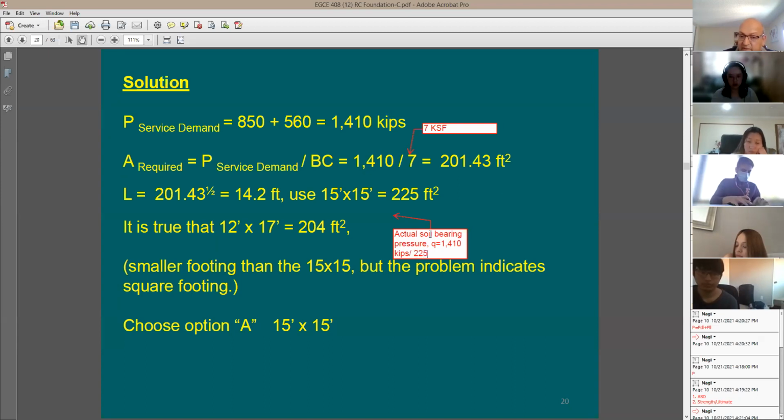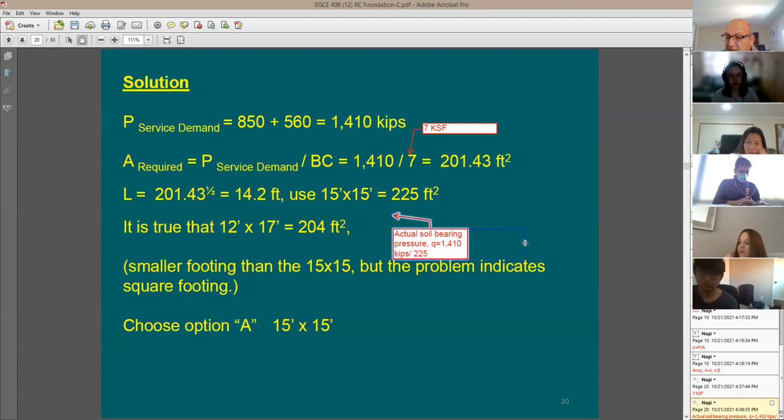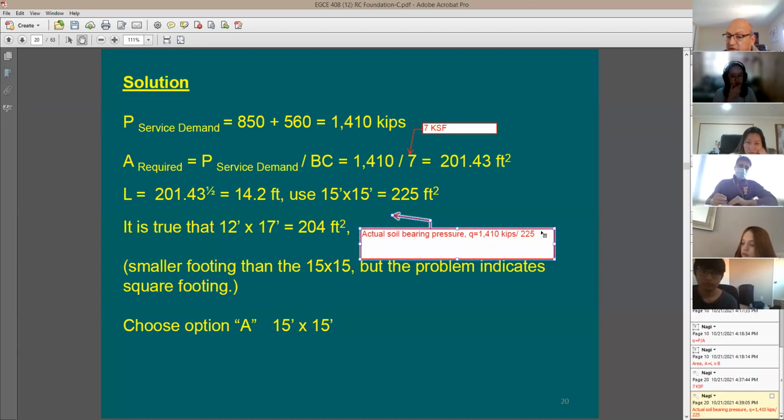Why 225? Because this is going to be the actual footing size. You decide that you're going to make the footing here to be 225. So you cannot really use the 201. That would just be required, but the actual provided was 225. Now, how much is this? Can someone help me here?